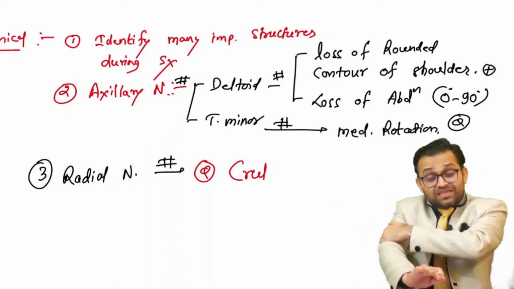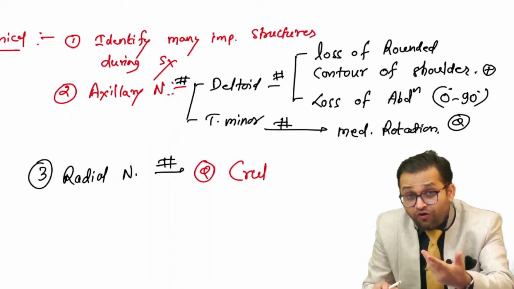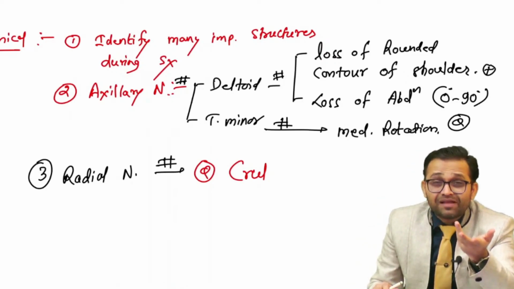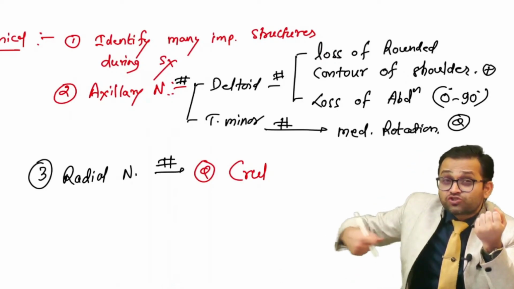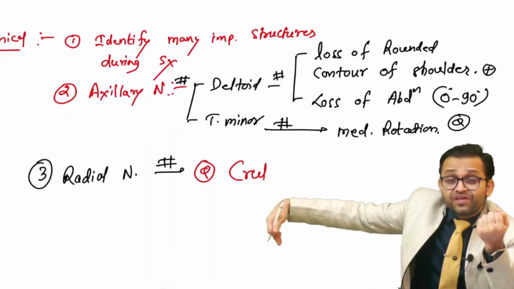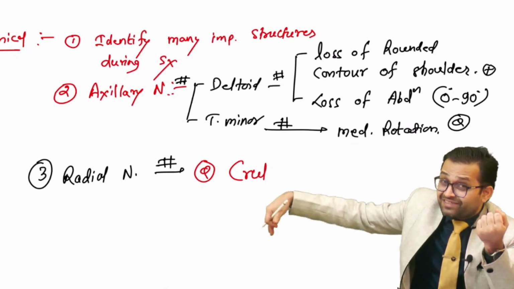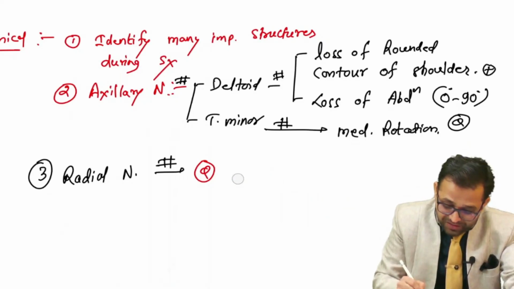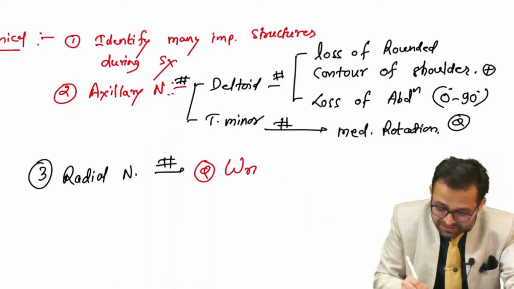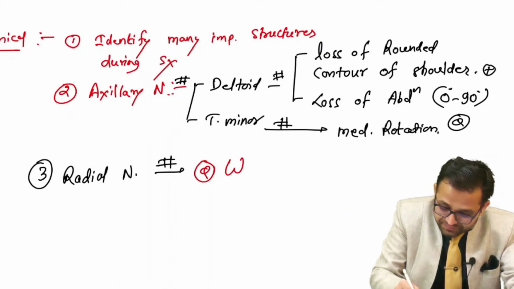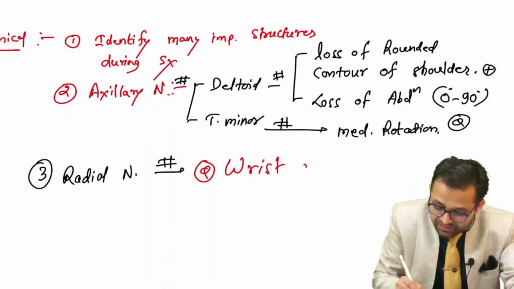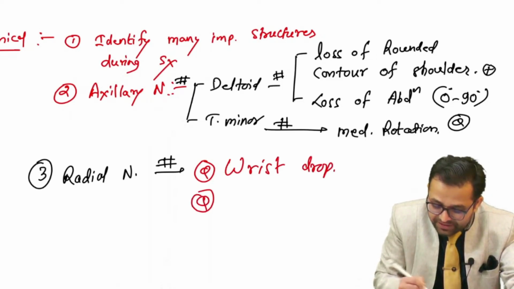Yes, if within the spiral groove, then there is a presentation of what? Saturday night palsy. Yes, there is a loss of extension of the elbow, loss of extension of the wrist. If loss of extension of the wrist, then there is the wrist drop. So what you will write down? Sir, there is the presentation of the wrist drop. Yes, remember, beta, we have seen this.